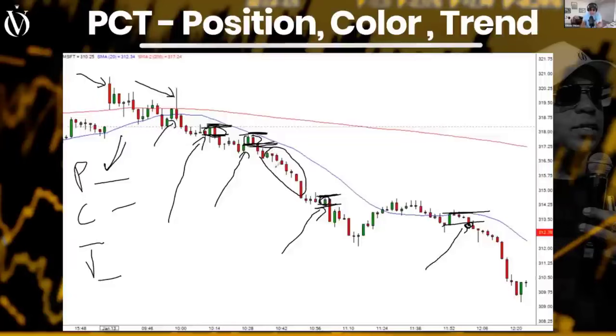It's not on the green side. The green can barely put in 2 green bars consecutively. Red's putting in 5 bars, 4 bars, 3 bars, 8 bars. You follow what I'm saying? So color is in my favor. And of course, what's the 20-period moving average doing? It's sloping down. I'm playing with the trend. No wonder every single color change works.